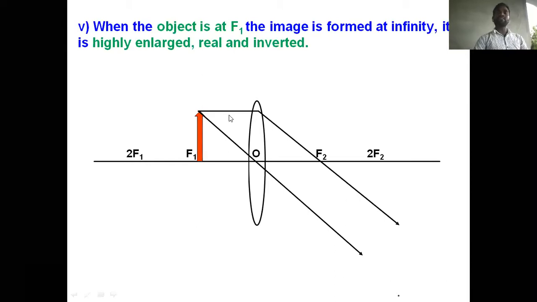And again, I consider the two lines. One is the parallel, and another one is going to the optic center. The parallel ray after refraction passes through the focus point, and the ray which is going through the optic center retraces its path. That means, in other words, it doesn't undergo any deviation. Then these two refracted rays are meeting at one point. That point gives the position of the image.